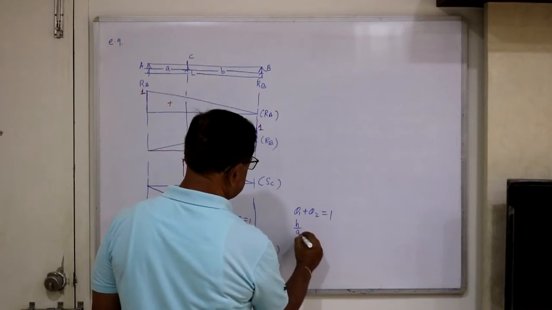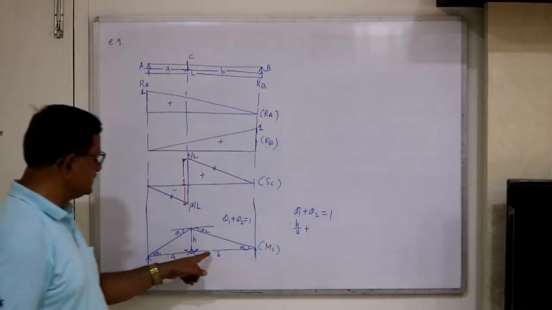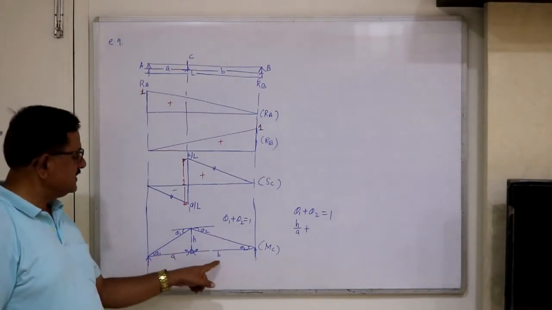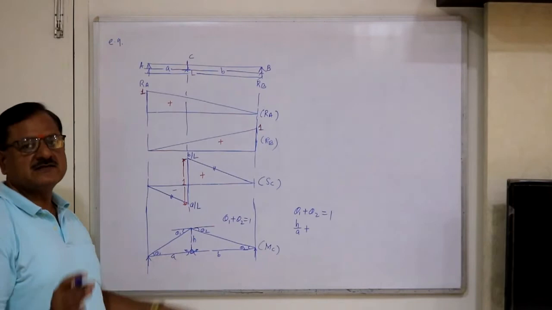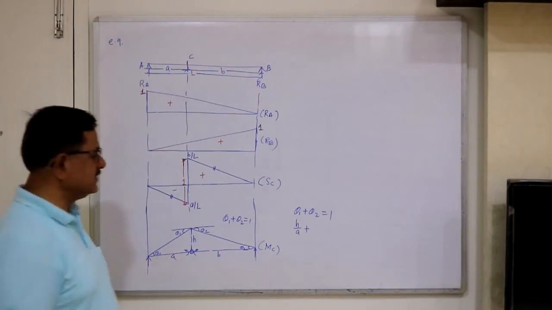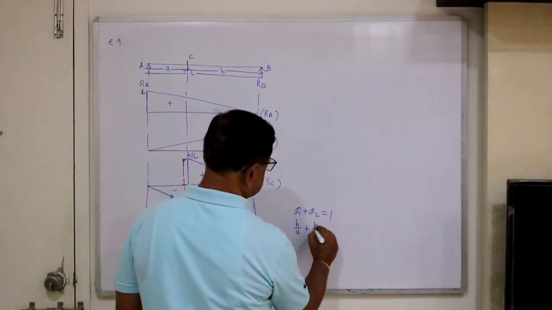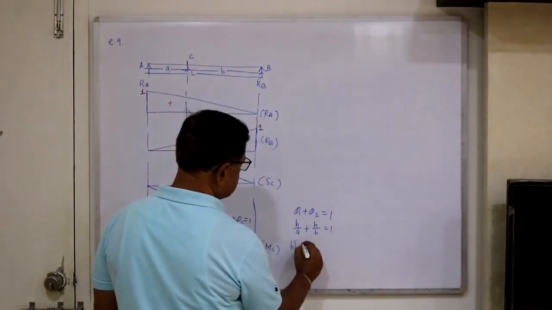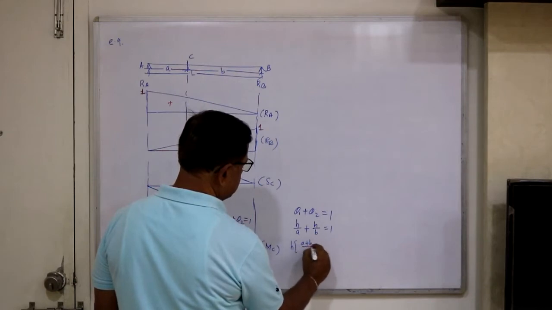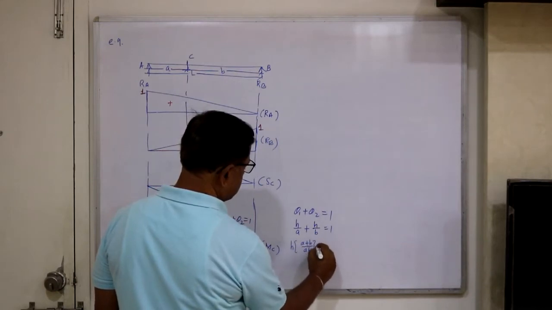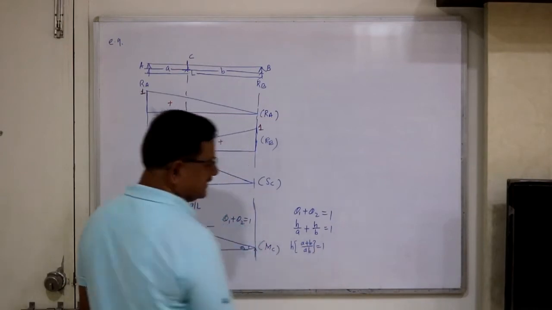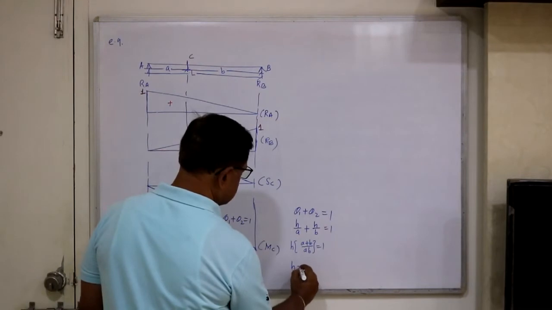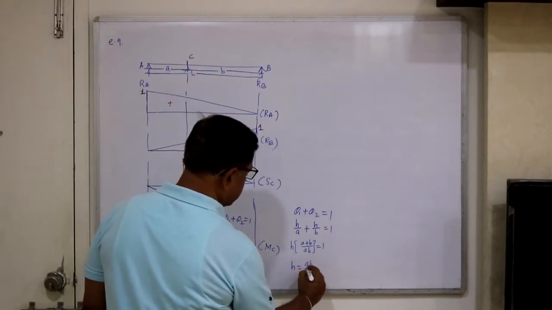So this is h by a plus, what is theta 2? It is h by b. Tan theta 2 equal to h divided by b. Since theta 2 is small, therefore tan theta 2 equal to theta 2. So this is h by b, equal to 1. So you take h common, and you get (a plus b) upon ab equal to 1. So what is a plus b? A plus b is L, the total span. Therefore h you get ab upon L.